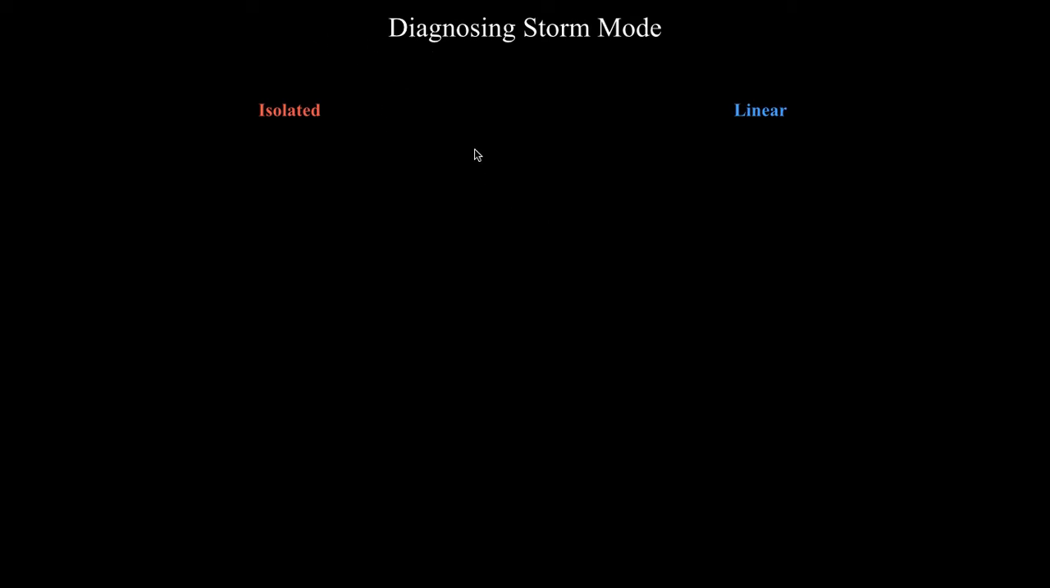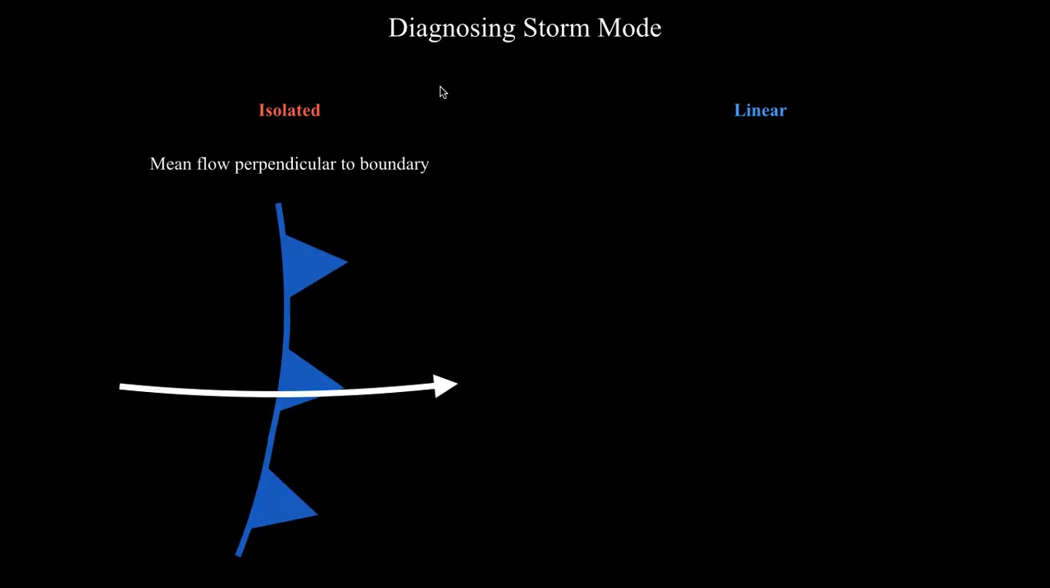There are two main factors that you want to consider when diagnosing storm mode. How much upward motion is there, and how is the wind oriented relative to your boundary that's initiating thunderstorms? As we alluded to earlier, if you've got a wind vector that's running perpendicular to your surface boundary, that's going to have a much higher chance of producing isolated thunderstorms.